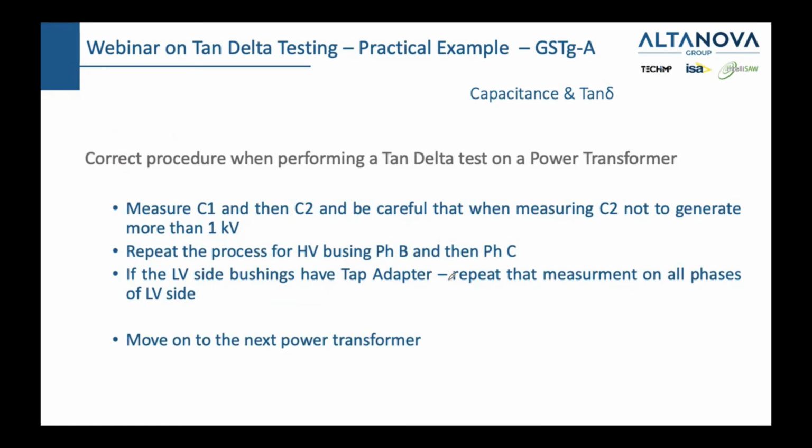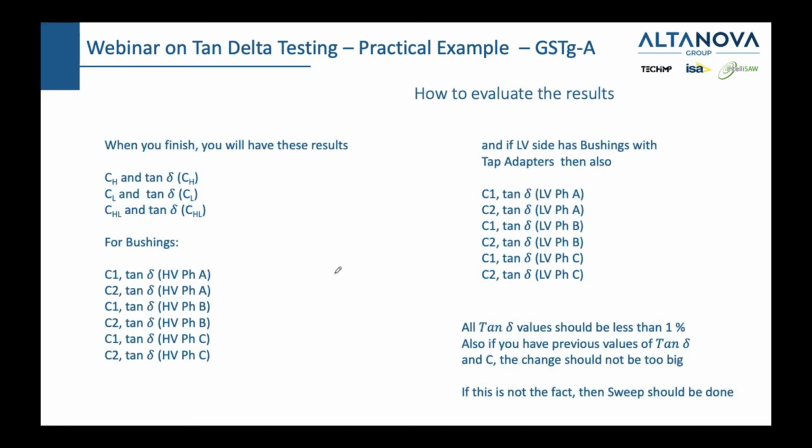So you would be measuring C1 and C2. You would be doing that for all the phases, and then you would be repeating that if you have that chance on the secondary side of the transformer. And then you would move on to the next power transformer. When you finish, you would get these results: CH, capacitance between the high voltage winding and the ground, and the tan delta of that insulation. CL, capacitance between the low voltage winding and the ground, and CHL, capacitance between the high voltage and low voltage winding. So this is what you would get.